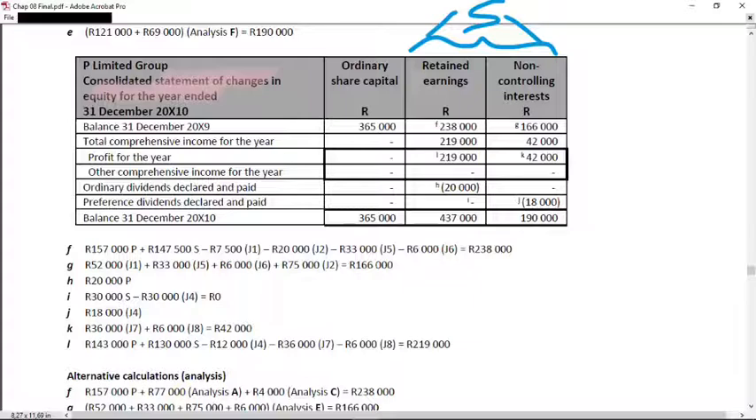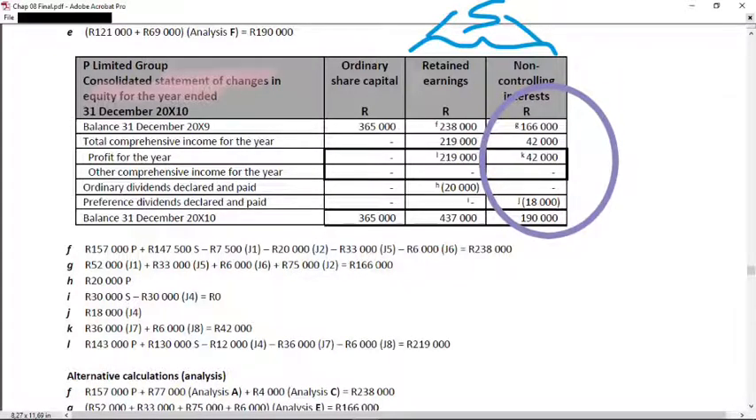And that's why I spend so much time on the timeline and then look at the analysis of equity again. Because once you've done that properly, all the hard work has been done. You just need to know where those amounts from the analysis fit in when you do the consolidated statement of changes in equity. The NCI column, we've really spoken a lot about this already.